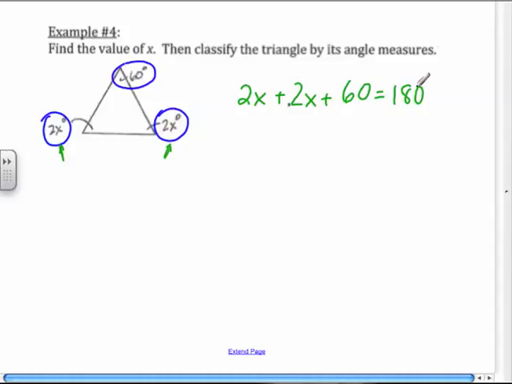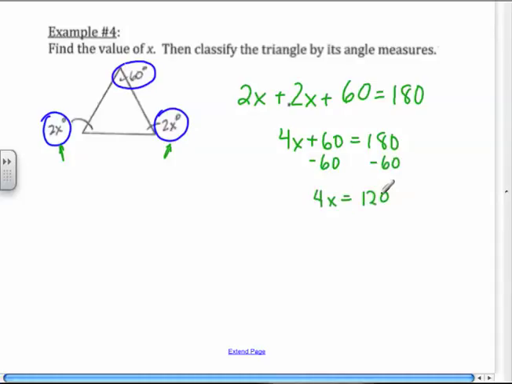All right? Where do I go? What's the next step, Devin? Make the 2x plus 2x 4x. All right, so this is 4x plus 60 equals 180. Yes. Good, Edward. So what do I need to do next? Oh, you minus 60. I'm going to subtract 60 from both sides. I'm going to get 4x is equal to 120.